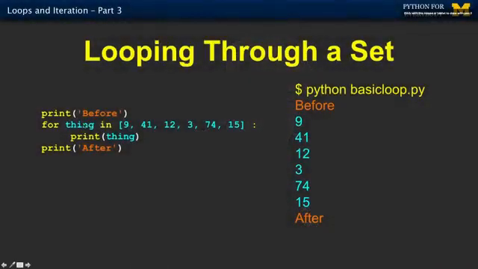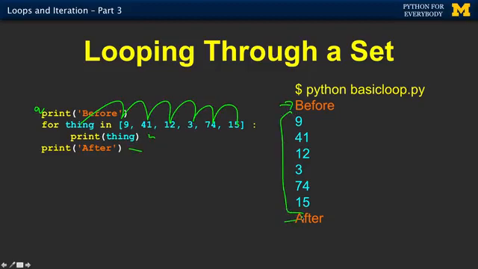So here's the little loop that we're going to do, and I'm going to do this over and over again. And these numbers, you're going to get tired of these numbers. For some iteration variable in 9, 41, 12, 3, 74, 15. We print out a before. So we're going to do something before the loop, we're going to do something during the loop, and after the loop. Right now I'm just printing everything out, so you kind of see how the loop works.